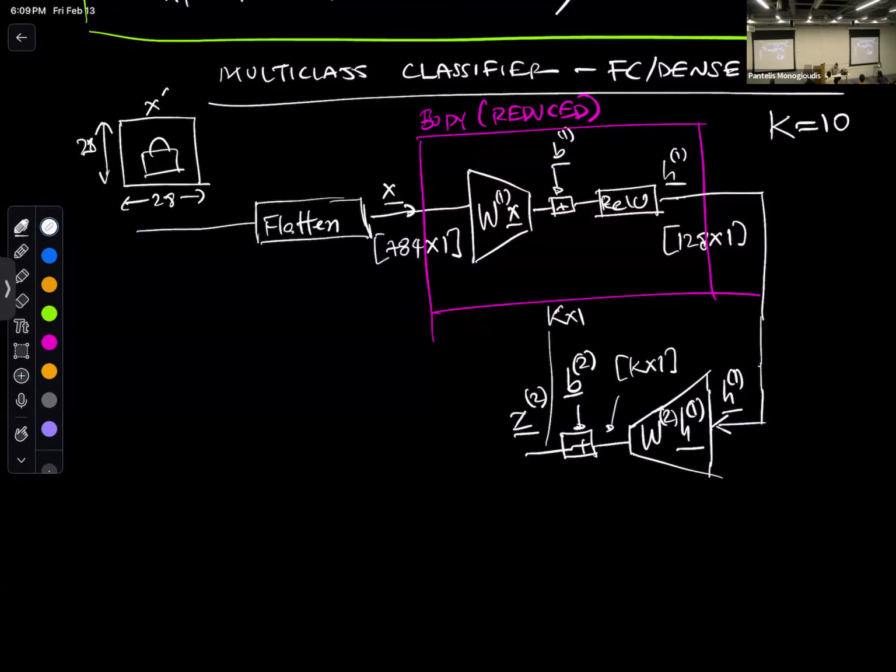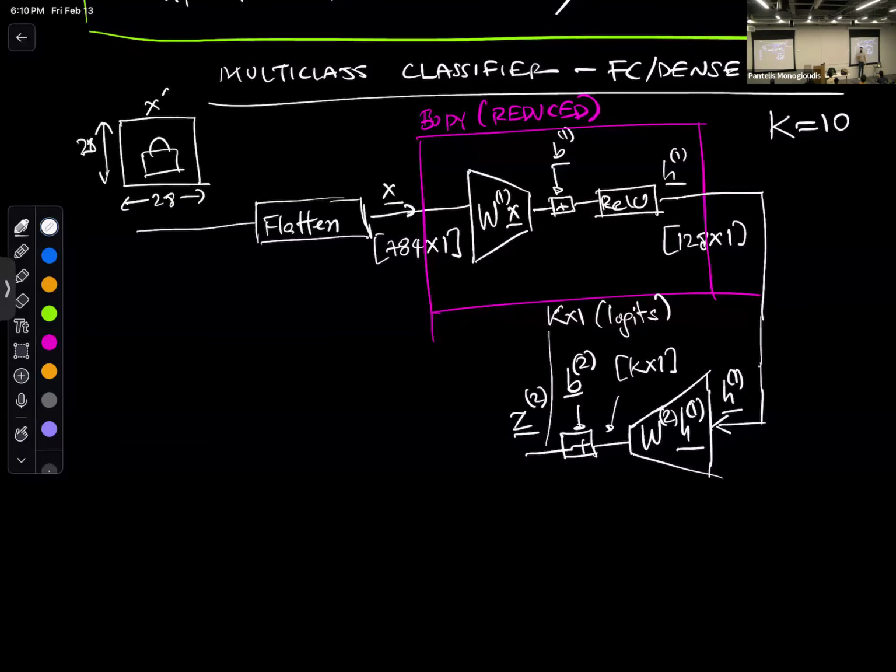This Z vector is also called logits from the logistic regression days. The logits are showing up here. So I have now a 10 by 1 vector. But I need what for classification? I need a vector or I need something else? I need a posterior probability distribution.